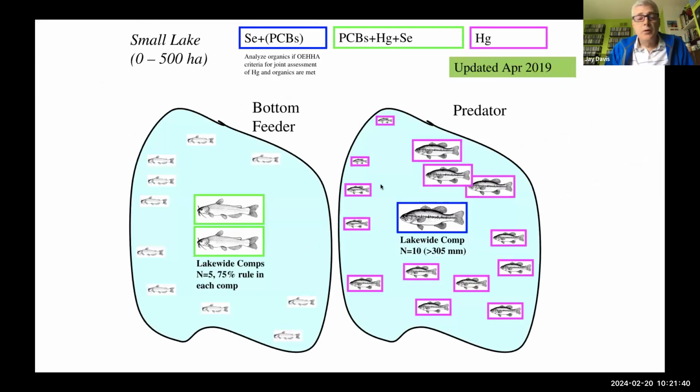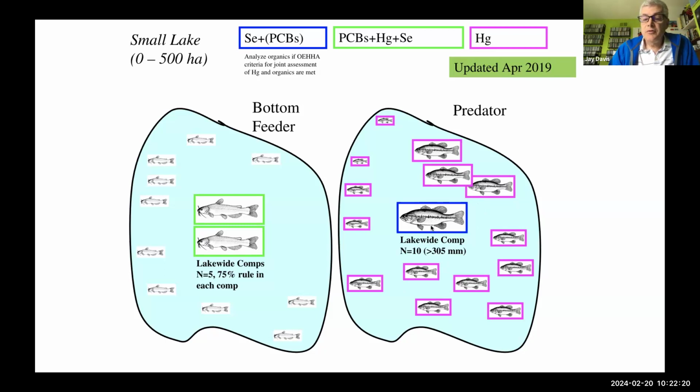I'm not going to spend much time on these due to time, but I developed these illustrations of the design for our lake sampling, showing how the designs vary for the different species and contaminants. So for the predator species, we collect fish from a range of small to large, and we need 10 samples to do a regression, and then we come up with a lake-wide length-adjusted mean.